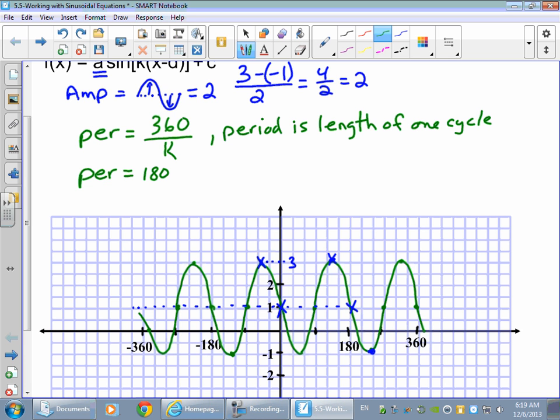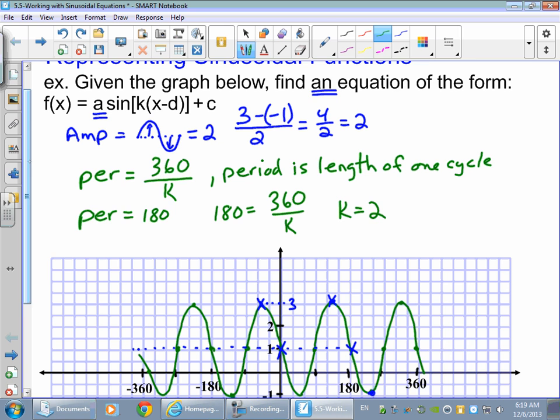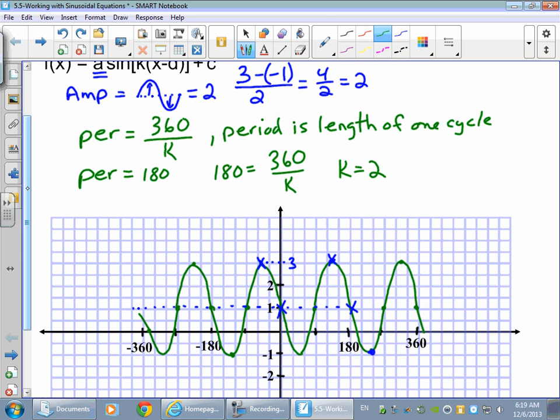And so what that means is my K value can be calculated this way. Rearrange this equation and we find that K is 2. The alternative here, of course, is to remember that K is the actual number of cycles in 360 degrees. That's what this equation right here is telling me. It's saying my 360 degrees is divided by a certain number of full cycles.